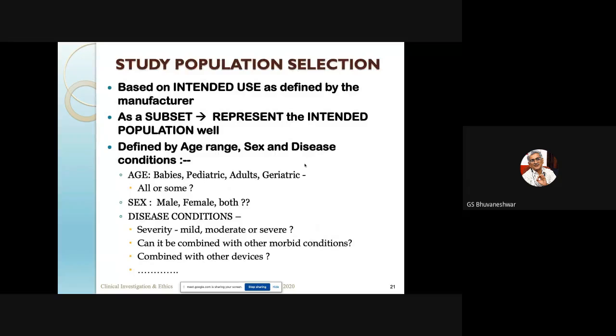The population selection is based on intended use as defined by you. As a subset, it should represent the intended population well. You define by age, sex, and disease conditions: whether the subjects are neonatal, pediatric, adults, geriatric, all or some; whether male, female, or both. Disease conditions like severity, whether mild, moderate, or severe, can be combined with other morbid conditions, or combined with other devices. So these are some of the things you need to address in defining your study population.